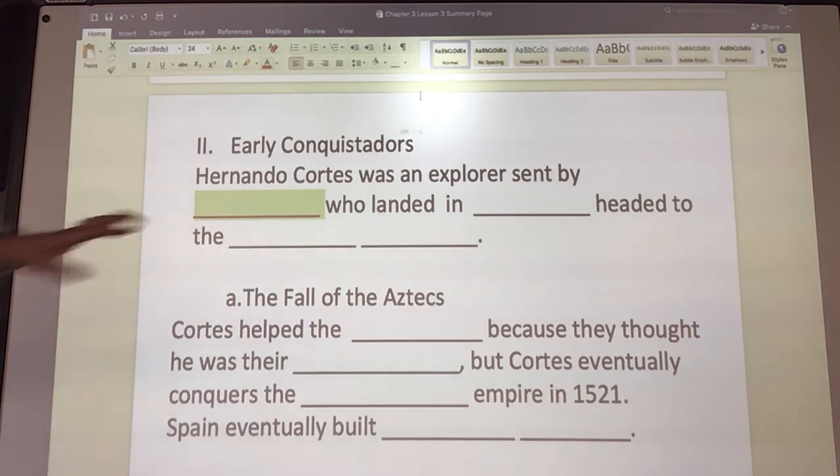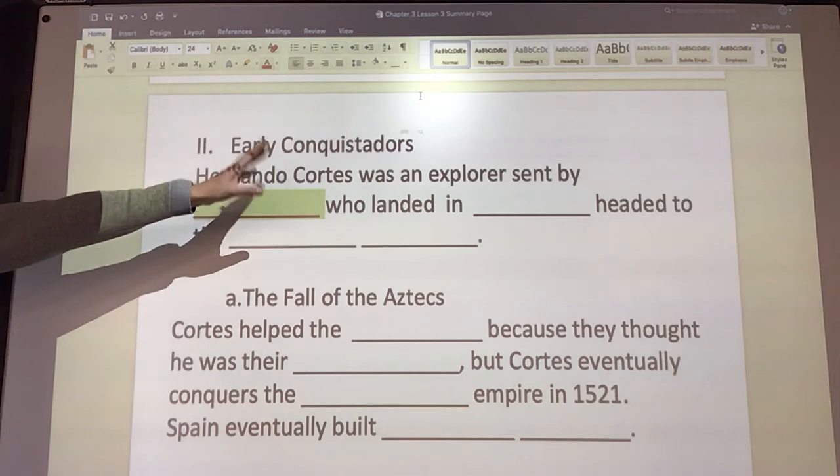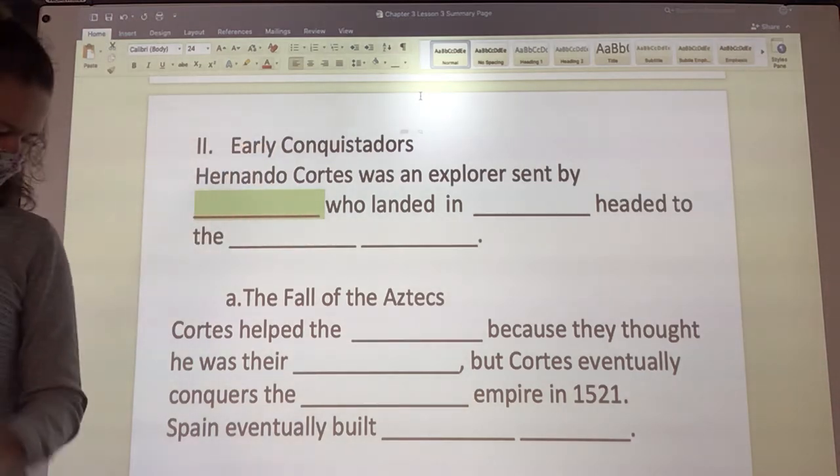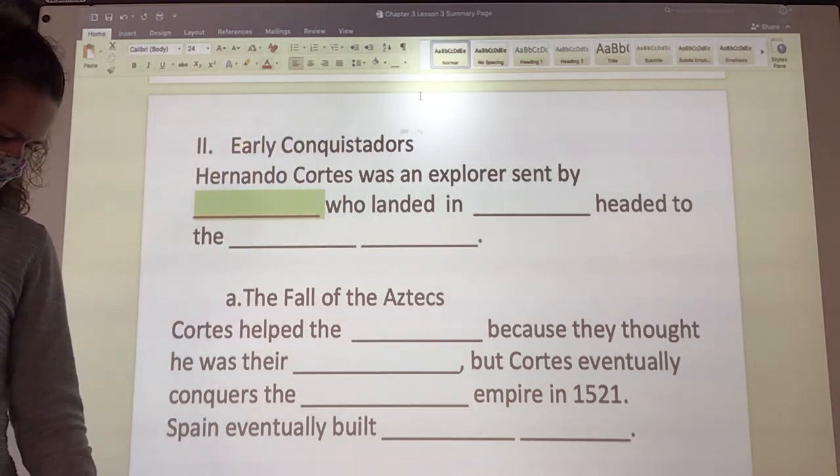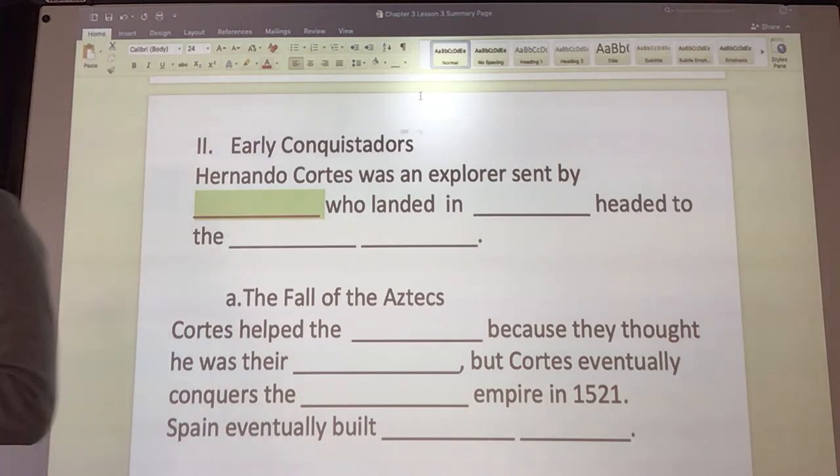Section 2, Roman numeral 2, early conquistadors. What's a conquistador? That was a vocab word. What is that, Maya? It's like Spanish explorers. Yeah, they're explorers, right? And these explorers from Spain came over and found a lot of land, didn't they? Okay. So Hernando Cortez was an explorer sent by who? Landon?